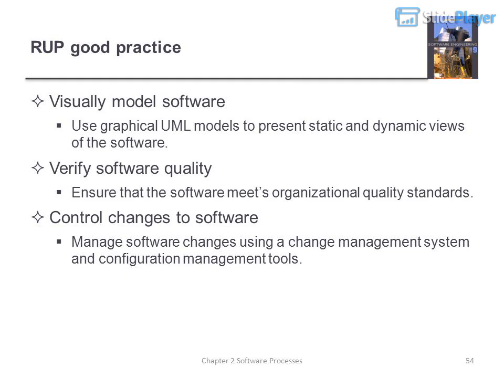RUP Good Practice. Visually model software. Use graphical UML models to present static and dynamic views of the software. Verify software quality. Ensure that the software meets organizational quality standards. Control changes to software. Manage software changes using a change management system and configuration management tools.